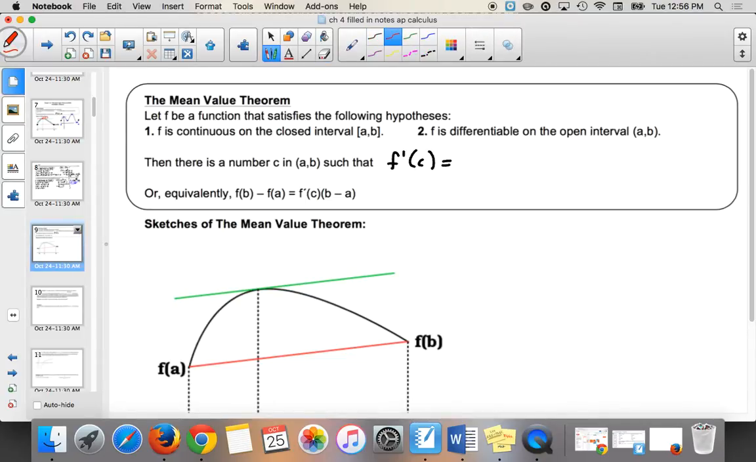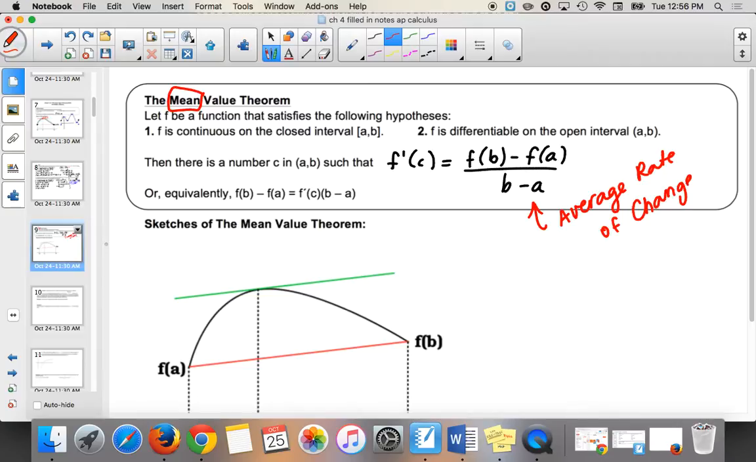mean. Mean in math means what? Average. What average equation do we know? Average rate of change. What is the average rate of change? It's f of b minus f of a all over b minus a. And so there's a number. Can there be more than one? There can be more than one, just like with Rolle's theorem. There is at least one number c such that that is true.